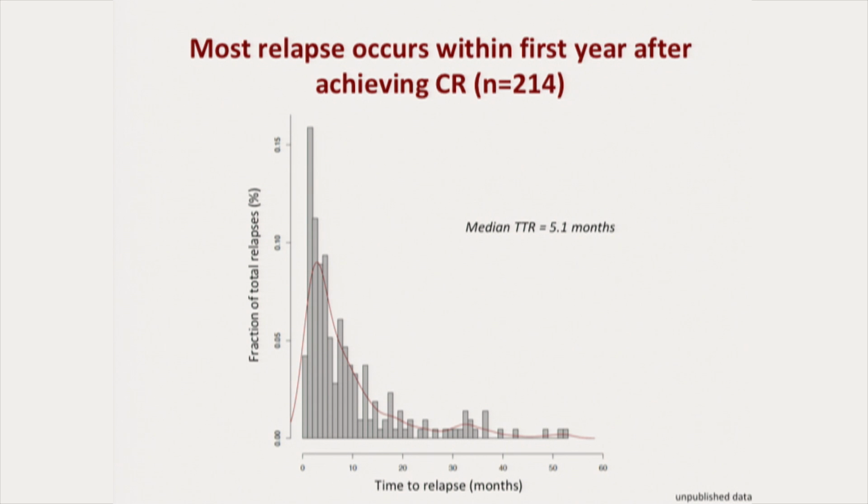Here is some unpublished data from our institution. Over 200 patients relapsed, and you can see most of the relapses occurred early, within the first year after a patient achieved CR, and half of the relapses actually happened within the first 5 months. After the initial wave, about a year later there is a prolonged shoulder of relapse. So there are 2 phases, or multiple phases.